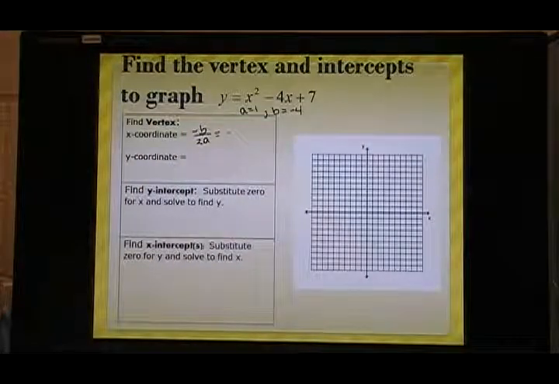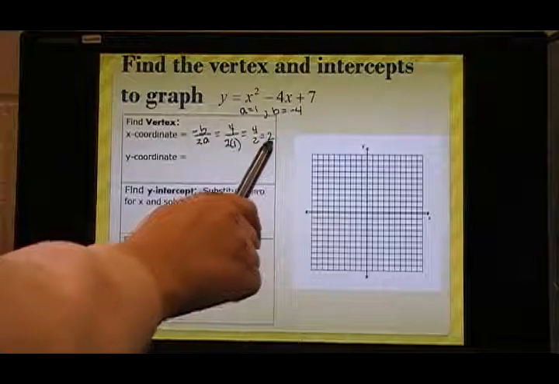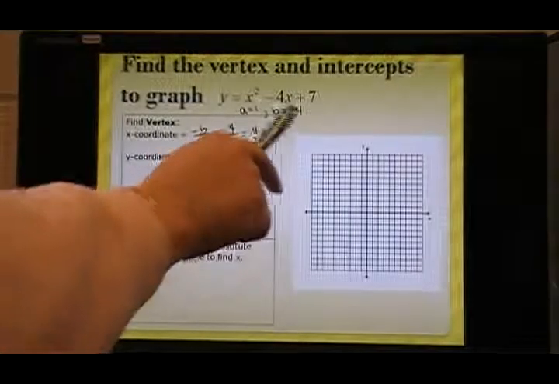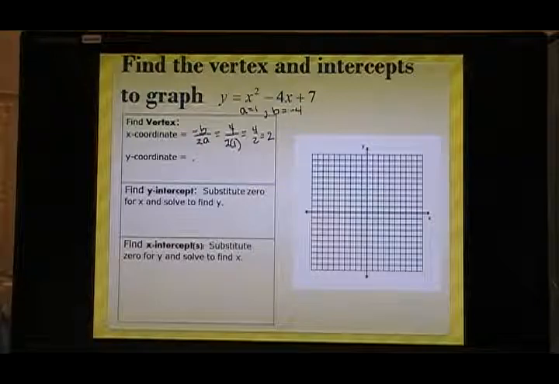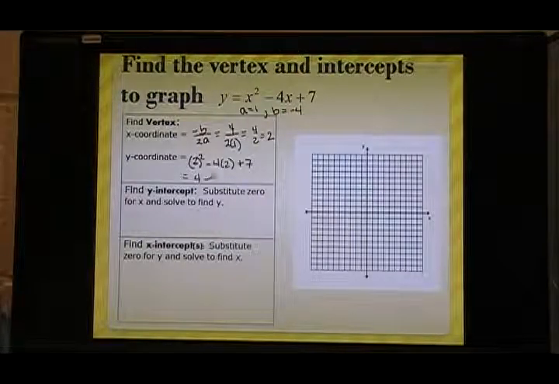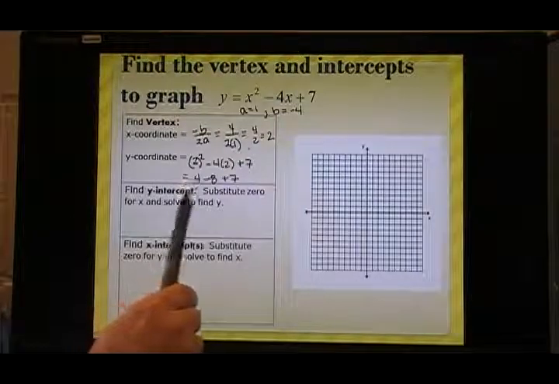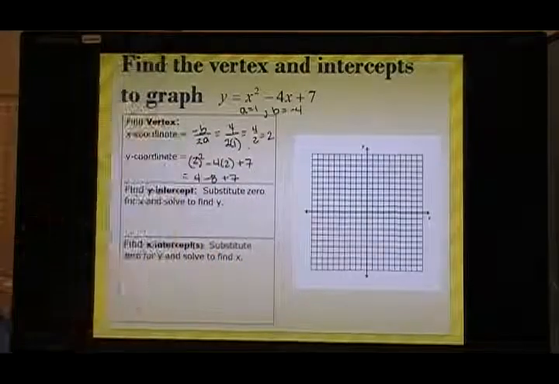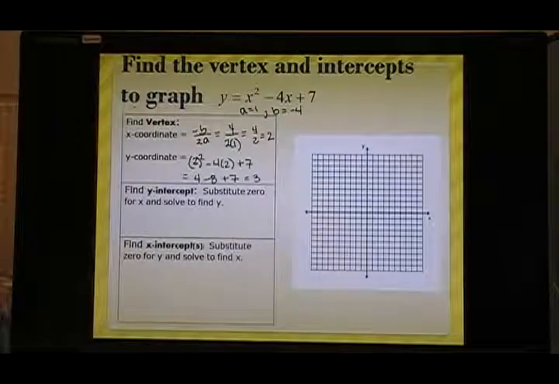So the opposite of b is negative 4, the opposite is positive 4, over 2 times 1. So 4 divided by 2 gives us the x-coordinate of 2. Once we have the x-coordinate, we can substitute that back into our equation to find the corresponding y. So that's 2 squared minus 4 times 2 plus 7. So 4 minus 8 plus 7. 4 minus 8 is negative 4, plus 7 is 3. So the vertex of our parabola is going to be at (2, 3).